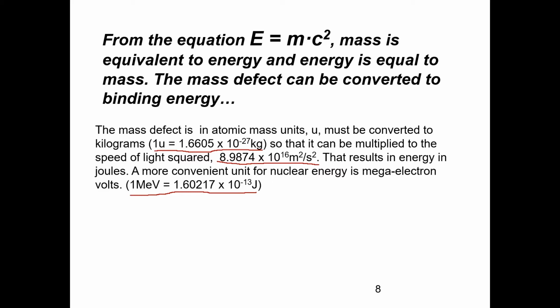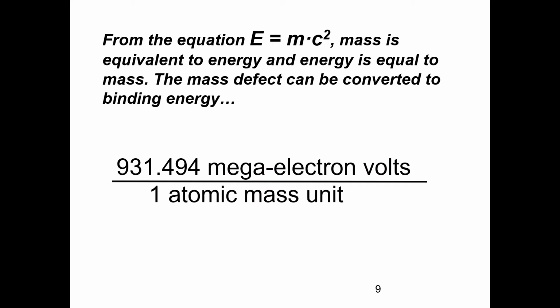But since these numbers never change, the conversion of atomic mass units to kilograms, the speed of light squared, and the conversion of joules to mega electron volts, we can combine them all in one number and one conversion: 931.494 mega electron volts per atomic mass unit. It does everything for us in one step. Let's do some examples, then you can try some.